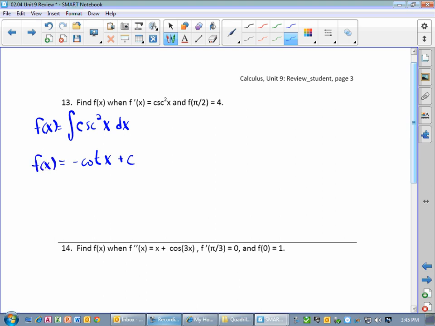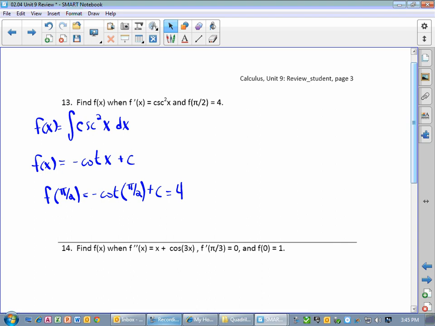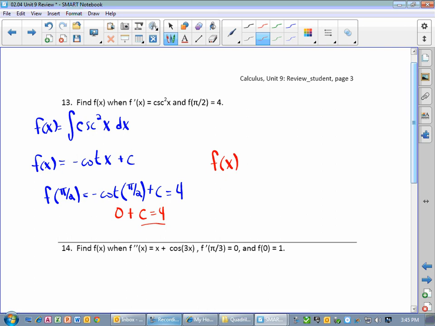And so we're actually given a value, so we want f of pi over 2, which equals negative cotangent of pi over 2 plus c, which is equal to 4. Now, cotangent of pi over 2 is the reciprocal of tangent. Tangent of pi over 2 is undefined, so cotangent of pi over 2 is 0. So 0 plus c equals 4, and so c is actually just 4. And so our function f of x is equal to negative cotangent x plus 4.